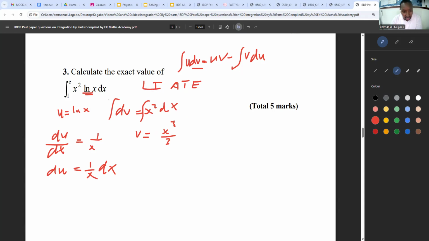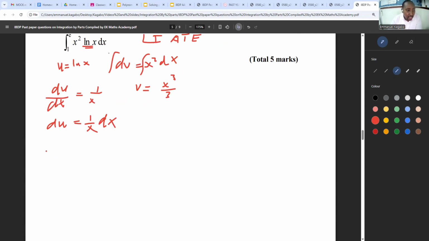Some students, as I have seen from years of marking IBDP exams, sometimes do plus C here. There's no need of doing plus C here. You do it on the final answer, not at this point, okay? Pay attention to that. Now, what's the formula?